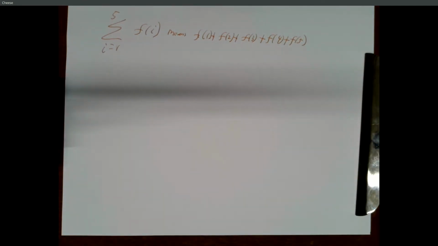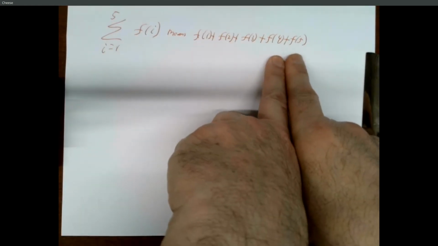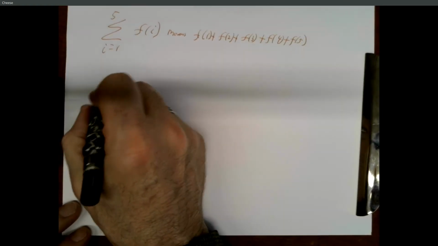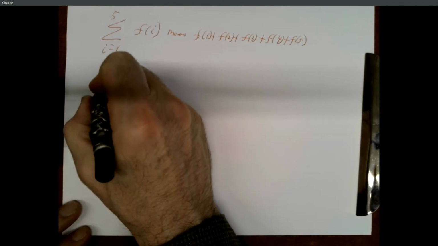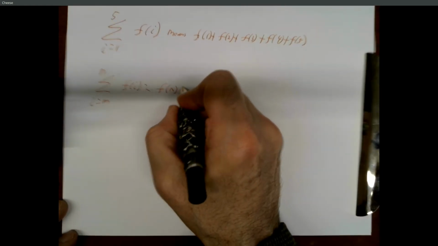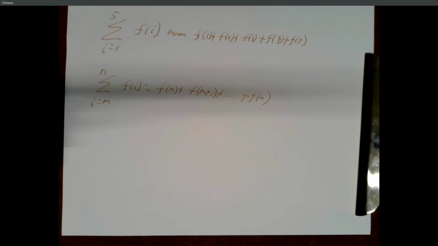On their air-conditioned spaceship. So this is just a shorthand for f1 plus f2 plus f3 plus f4 plus f5. Okay, that's all it is. And it doesn't have to be from 1 to something, it can be from m to n, and that's f(m) plus f(m+1) and so on. And we're assuming n is bigger than or equal to m here, so that this makes sense.